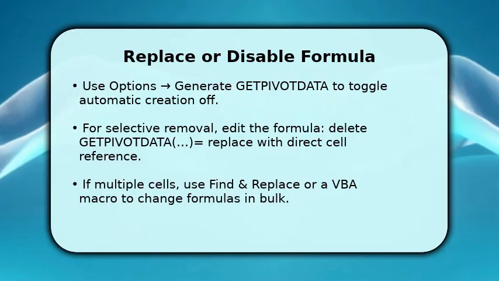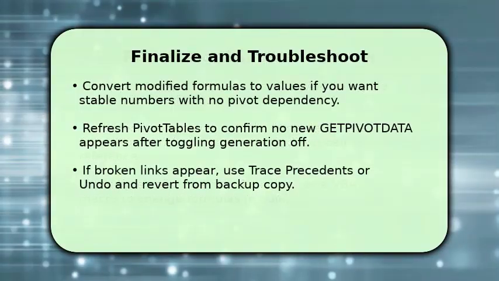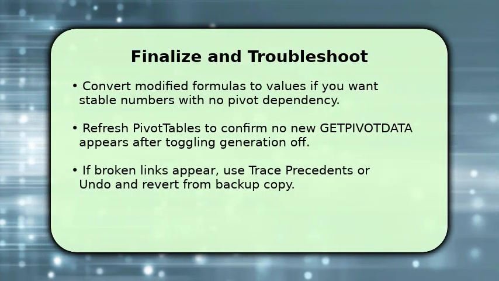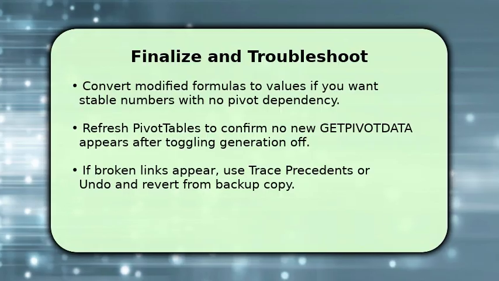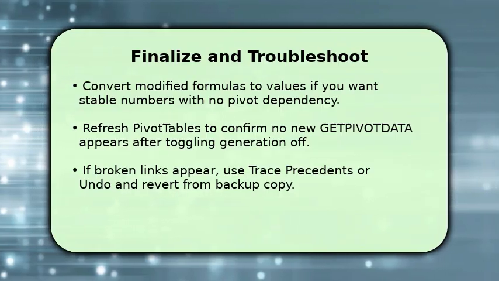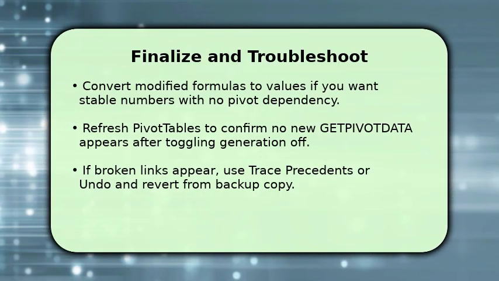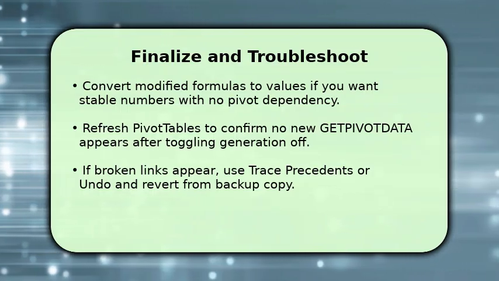Select cells and Paste Special > Values to freeze numbers. Once done, refresh your pivot tables to confirm that no automatic GETPIVOTDATA is generated. If it reappears, ensure the Generate GETPIVOTDATA option is off across the workbook.